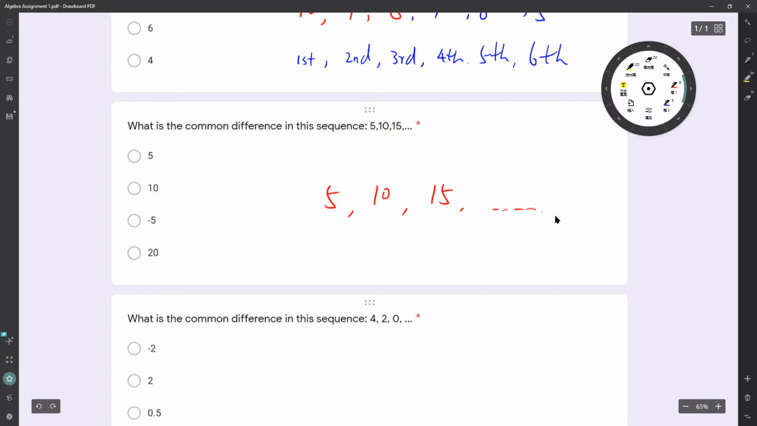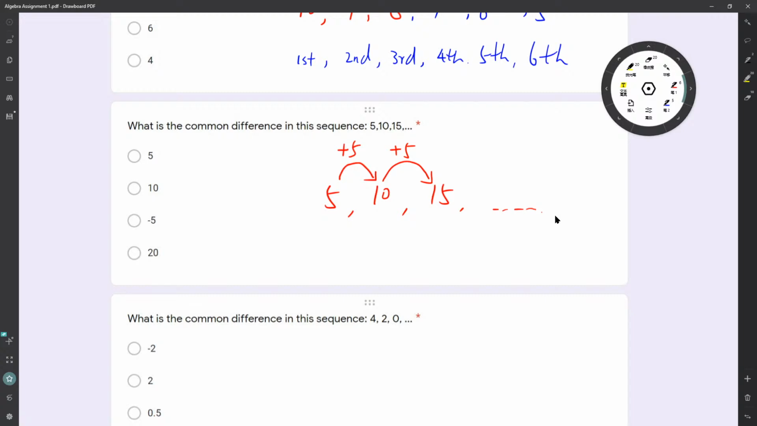See, common difference is another fancy term for interpreting the pattern. We are still trying to find out the pattern. So let's compare from 5 to 10. Add 5, right? And from 10 to 15, add 5.